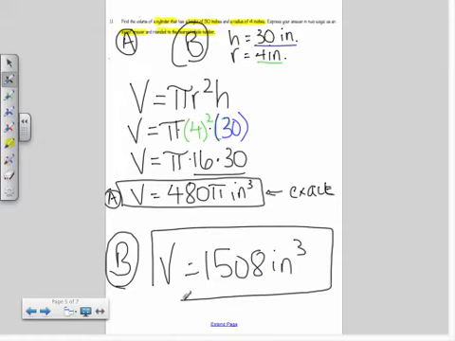Okay, and this is not my exact answer because I had to round it. It would have gone on forever if I wanted to write out my exact answer, which is why I would leave it in terms of pi for my exact answer.